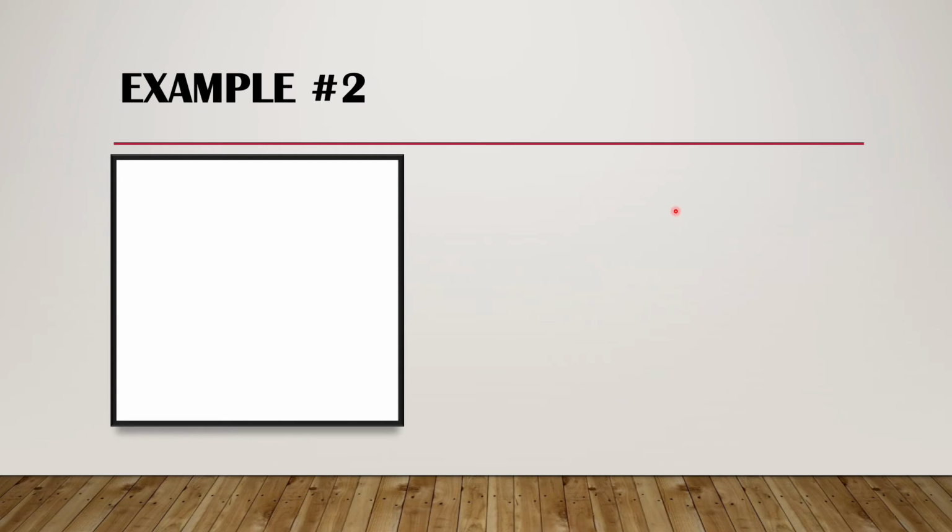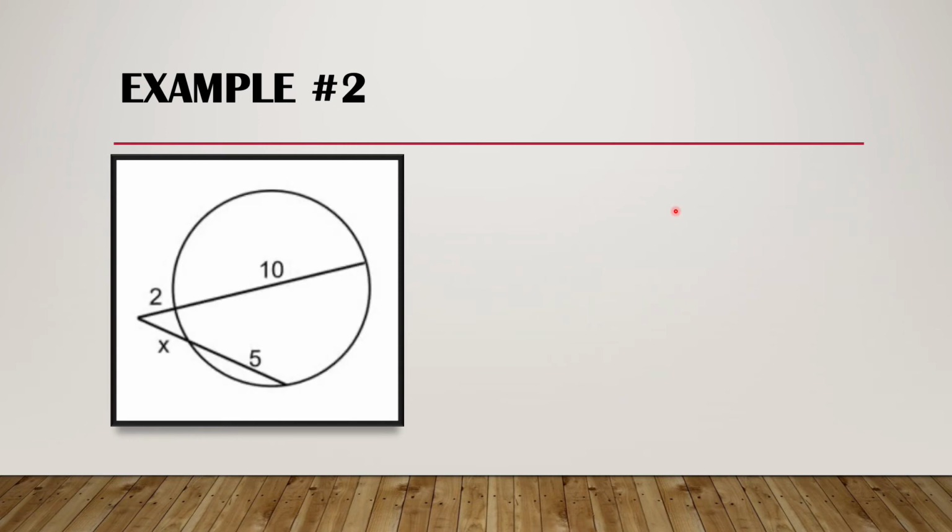Let us now proceed to example number 2. What do you observe? Very good. We have two secants, second 1, second 2. So we will use the two-secant power theorem.